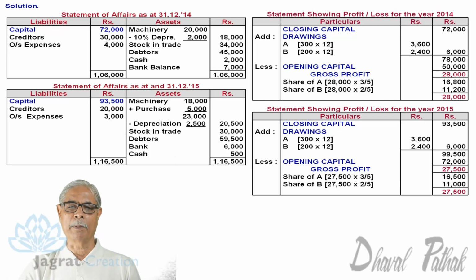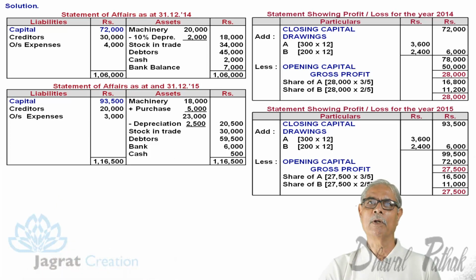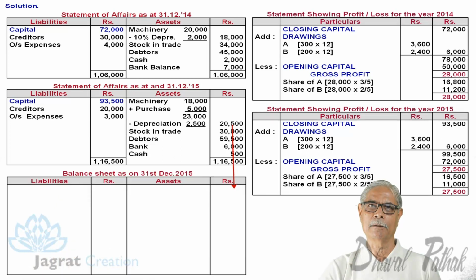I am also required to prepare the balance sheet as on 31st of December 2015. Now let me start preparation of the balance sheet. Look at it. In the same way, machinery is brought from the statement of affairs, stock in trade same, debtors same, bank balance 6,000, cash in hand 500.